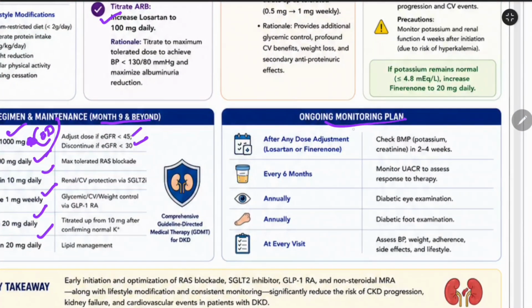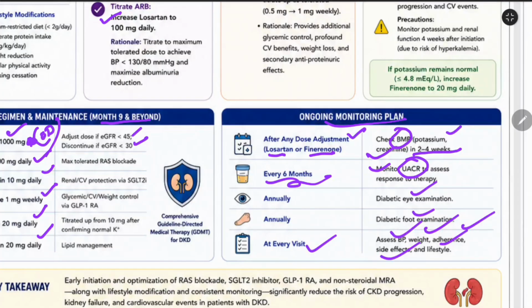Ongoing monitoring plan. After any dose adjustment of losartan or finerenone, check the baseline basic metabolic panel, that is potassium and creatinine, in 2 to 4 weeks. Every 6 months, monitor UACR to assess response to therapy. So UACR is actually every 6 months and eGFR is every 3 months. Annually, diabetic eye and diabetic foot exams. At every visit, BP, weight, adherence, side effects, lifestyle.